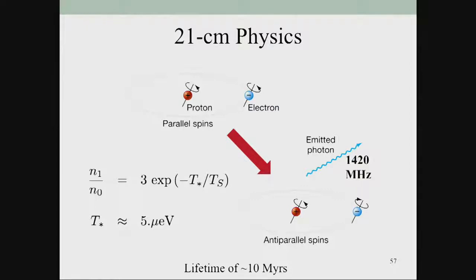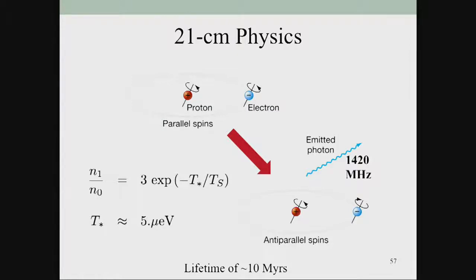That's important. The other option is that the two spins are parallel. Then the sum is one, and you will have a triplet. Again, this is very important. You'll see in a second why. So you go from here to here. This is the ground state. The parallel spin is the excited state, and this transition gives you radiation at 21 centimeter.